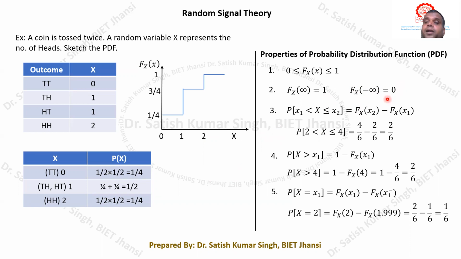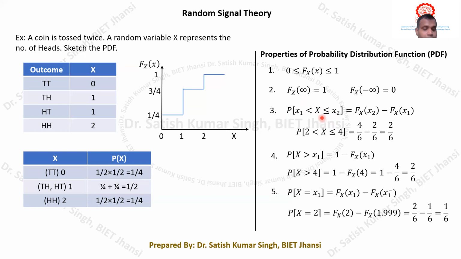And therefore this probability is equal to 0. Now, similarly, if you wish to calculate the probability that this random variable is in between x1 and x2, let us say that we want to calculate the probability that this random variable is greater than x1 and less than or equal to x2.